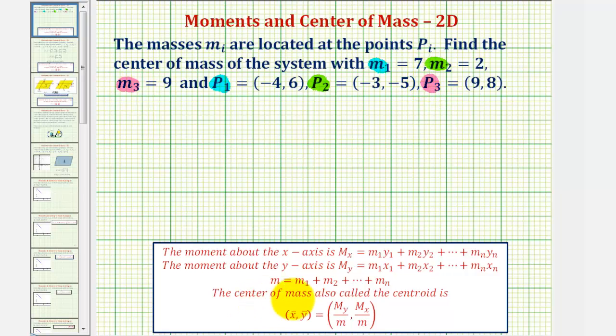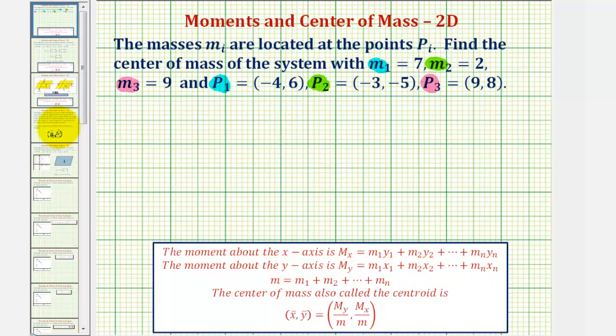The formula for the center of mass, also called the centroid, is given here below, where m sub y is the moment about the y-axis, m sub x is the moment about the x-axis, and m is the sum of the masses of the system. Before we solve this problem though, I do want to talk about moments and also explain why, when determining the moment about the x-axis, we use the y-coordinates, and when determining the moment about the y-axis, we use the x-coordinates.